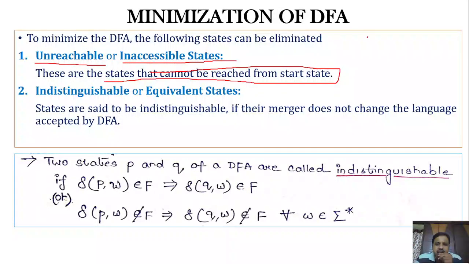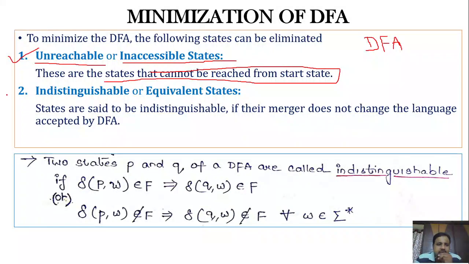In the DFA, one of the most important points is that every state must be reachable from the start state. If any state is not reachable from the start state, then it is considered an unreachable or inaccessible state. Such states must be eliminated from the DFA. Whenever you are given a problem on minimization of the DFA, first you need to identify the unreachable or inaccessible states, and if there are any in the given problem, you need to eliminate them first.